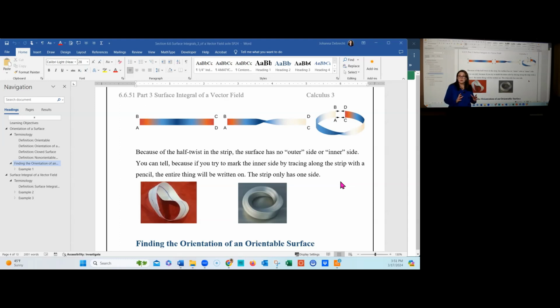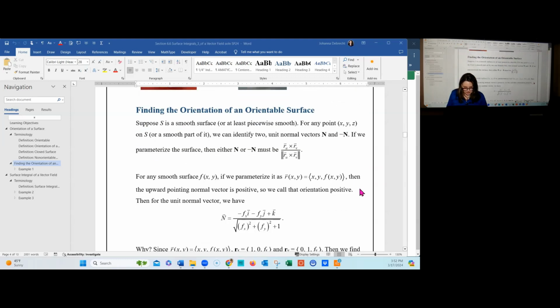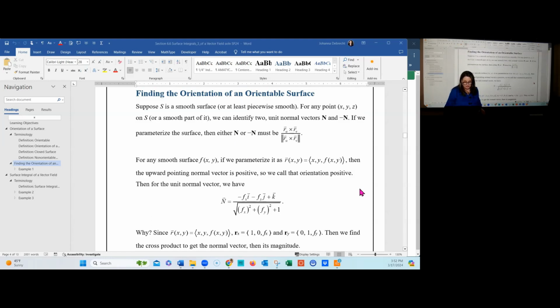Because it only has one side, there's no inner and no outer, or no up and no down, which means that it is not orientable. This is very unlike a curve, which can always be oriented. Let's now take a look at orienting a surface.